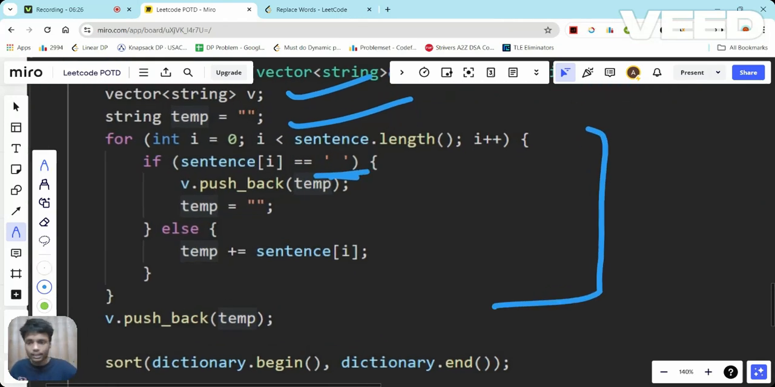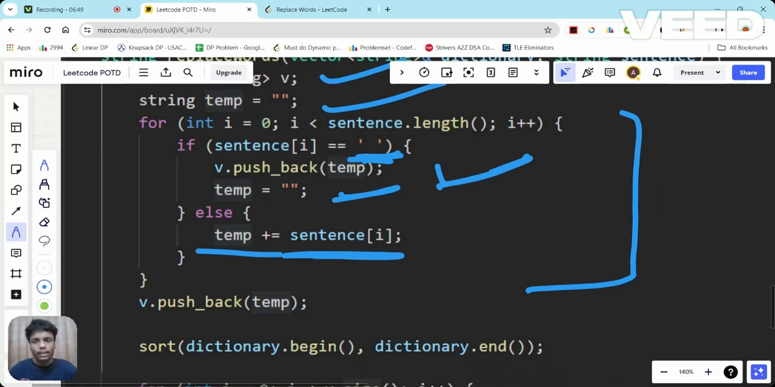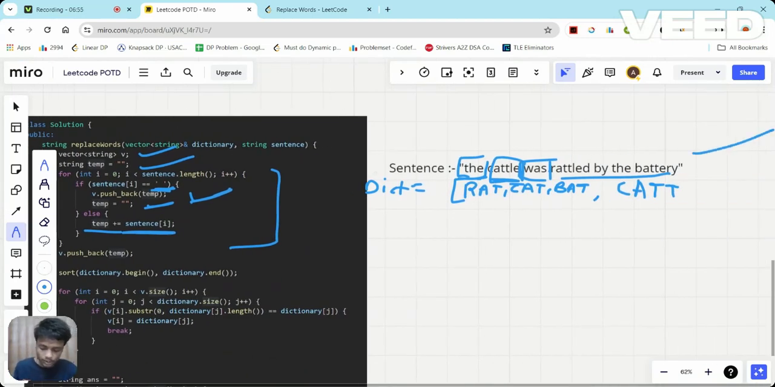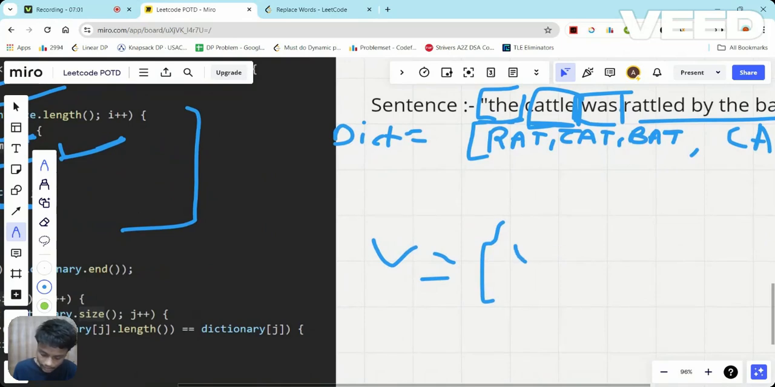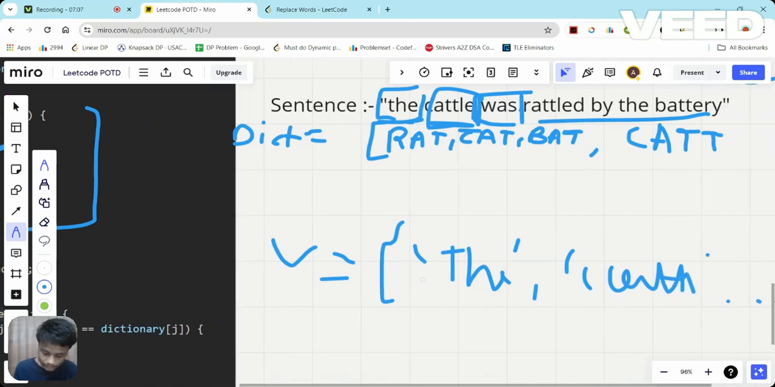As the white space arrives, I will simply store the string into the vector v and make the string empty. If the space hasn't arrived, it means I want to concatenate all the letters, so I keep concatenating them and creating the string temp. As white space arrives, I will simply insert. So from here I'll get the vector v that contains all the words of the sentence, cattle and so on.